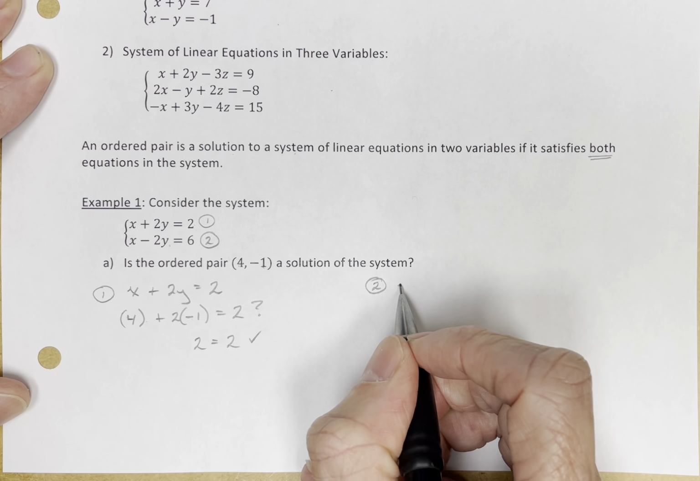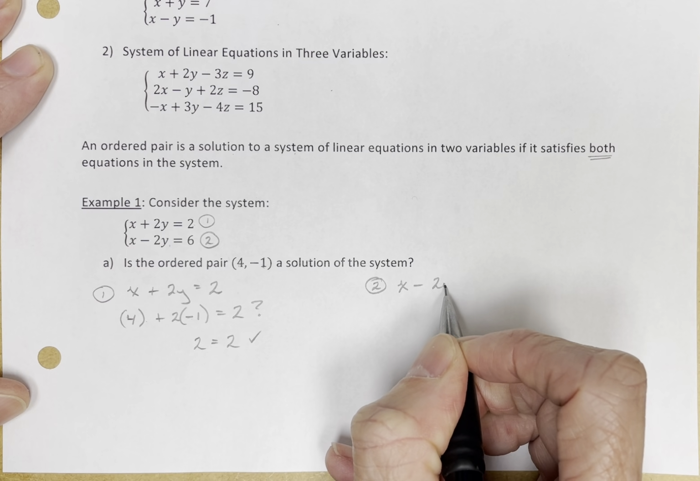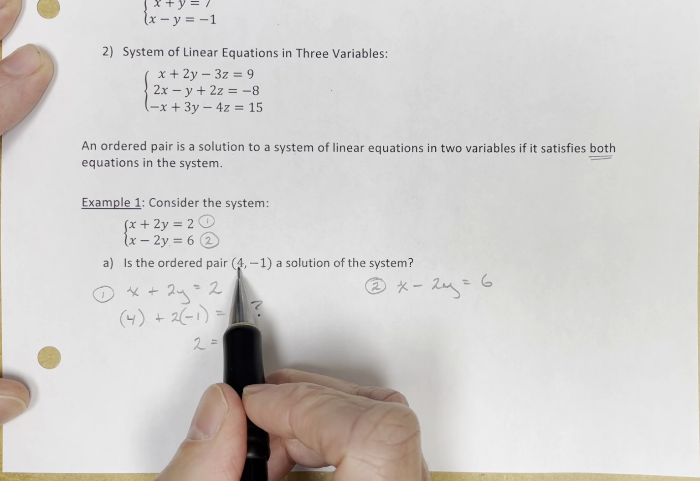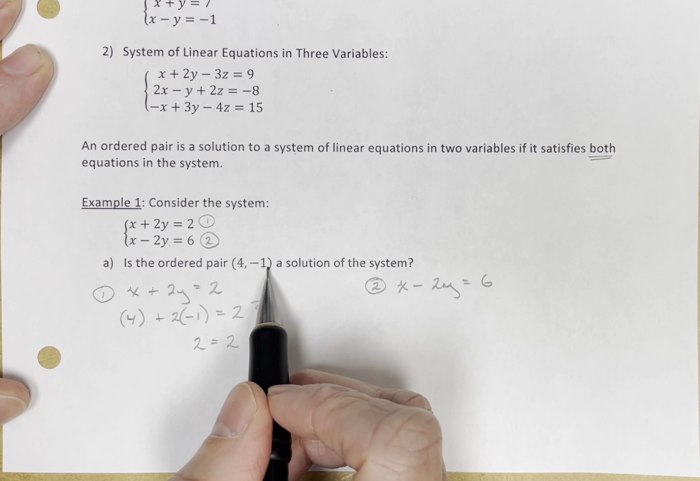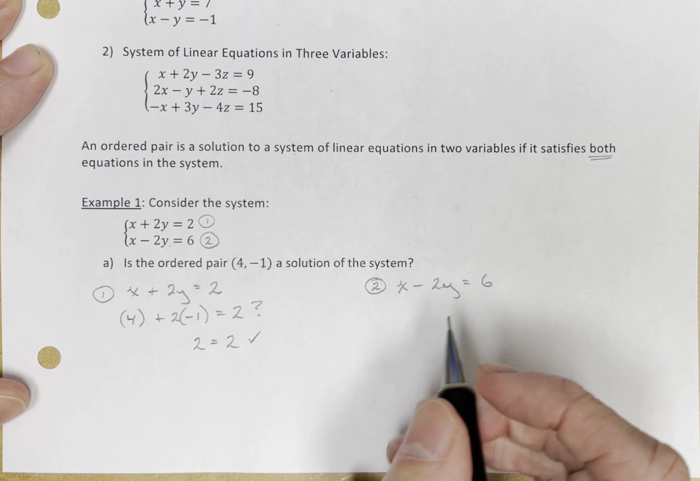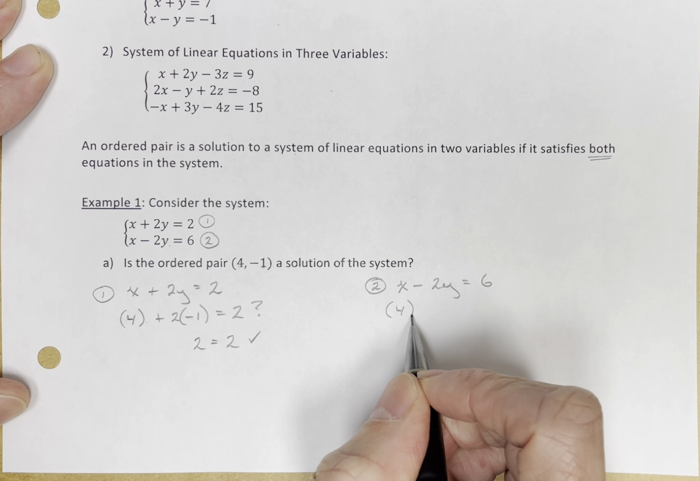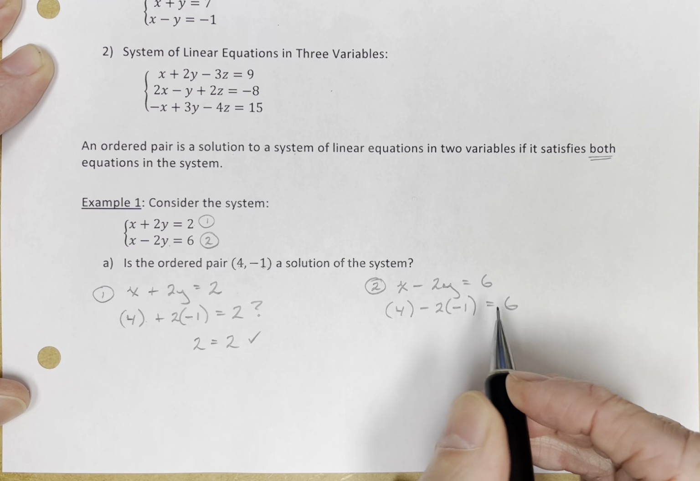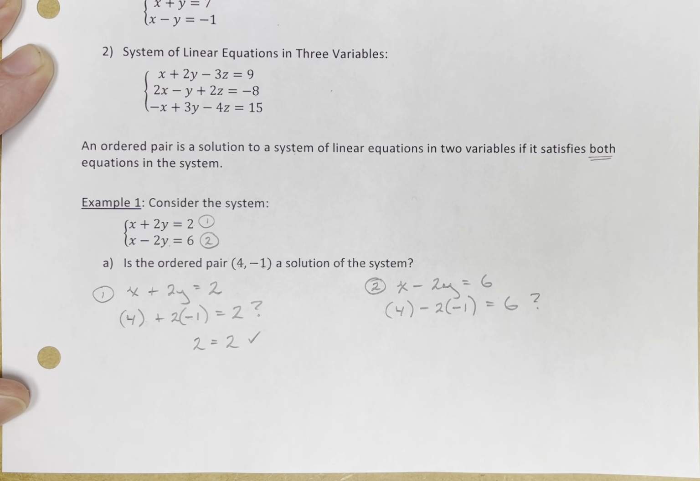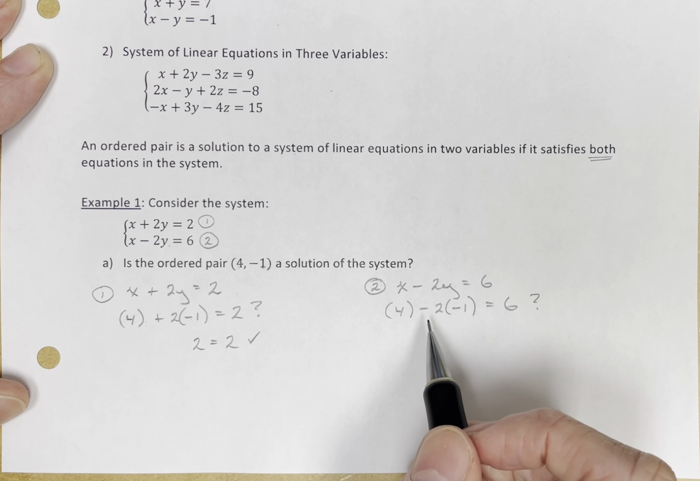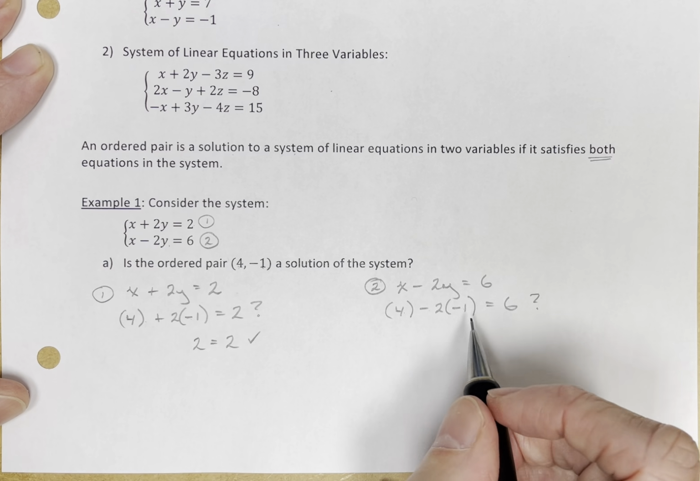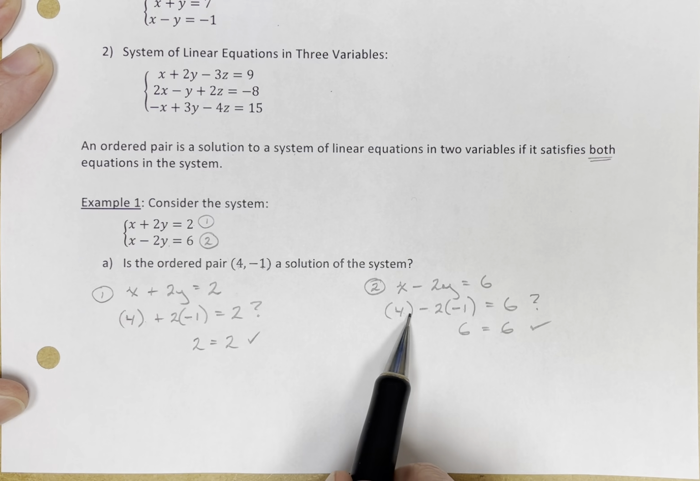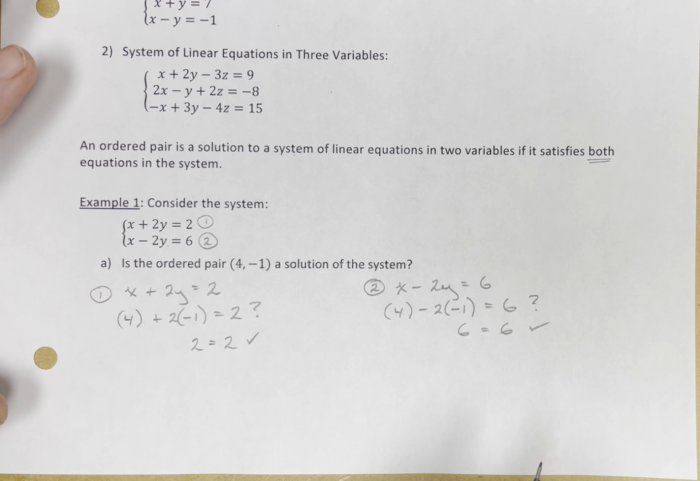Equation number 2 is x minus 2y equals 6, and we want to know, does the ordered pair x equals 4, y equals -1 solve this equation? Well, let's see. Let's put 4 in for x. Let's put -1 in for y, just like we did over here. And the question is, is this a true statement? Well, again, you can probably quickly see 4 plus 2 is 6.